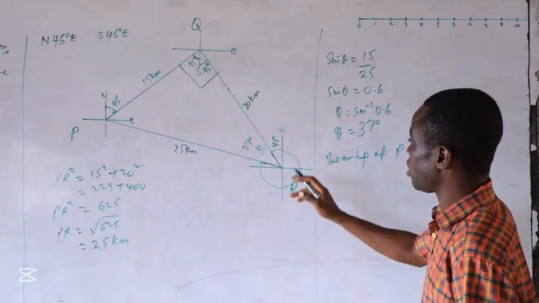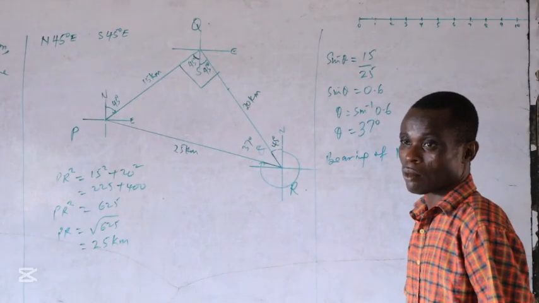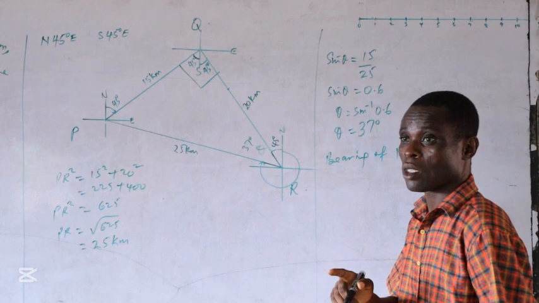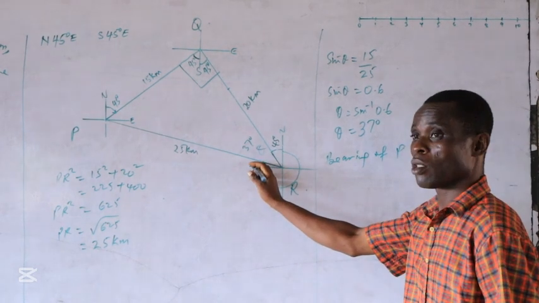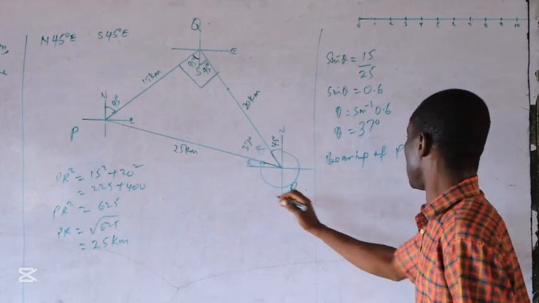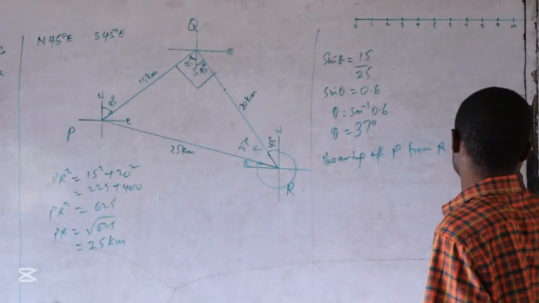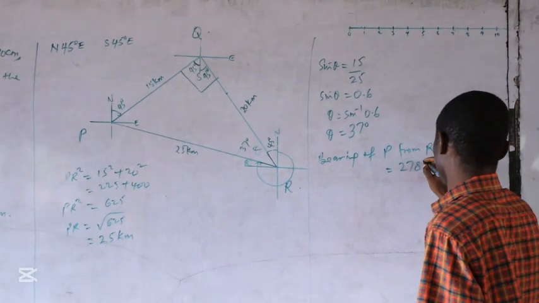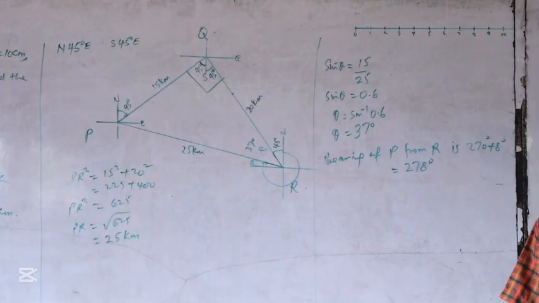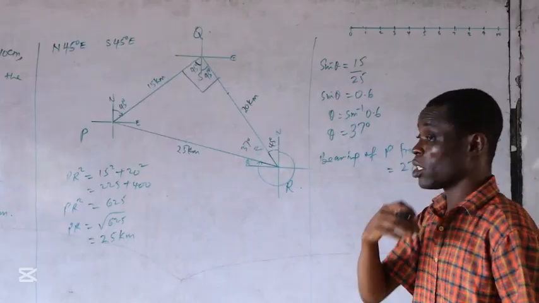Or if you don't want to use that, add these two together and subtract it from 90 to get this small angle. What's this small angle? 8. Okay, if it is 8, now the bearing is 270 plus 8, and that is 278. Or even if you add up these two and subtract it from 360, you still get 278.